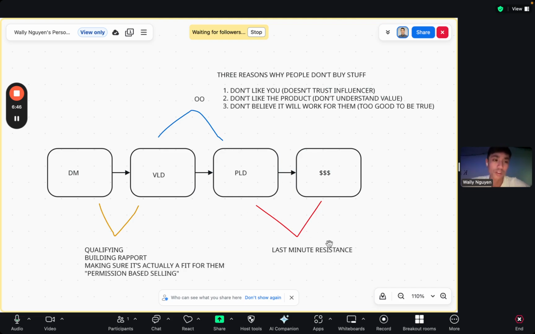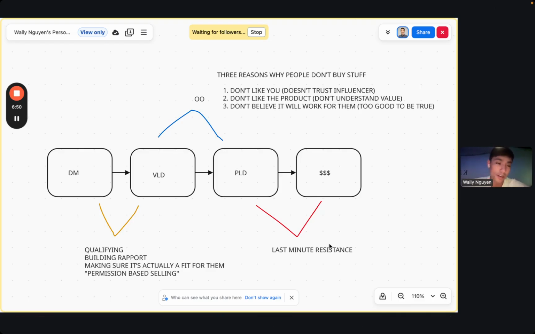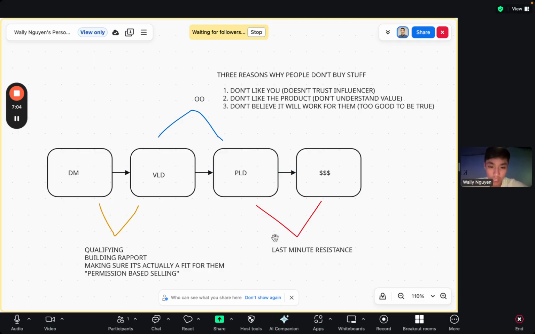I call it last minute resistance. This is like, oh, my card is somewhere, or can I pay tomorrow, or I need to finish work right now, et cetera. This is after we've dropped the payment link and they have some kind of excuse like that. This is what I call last minute resistance.